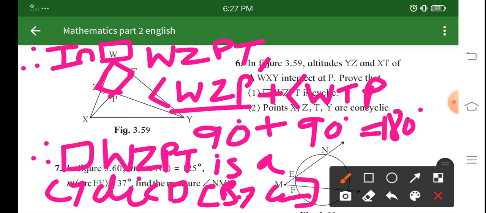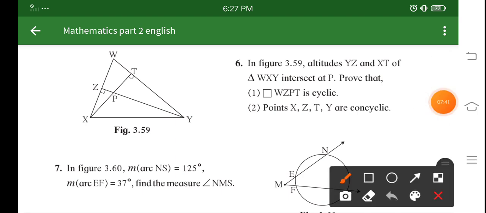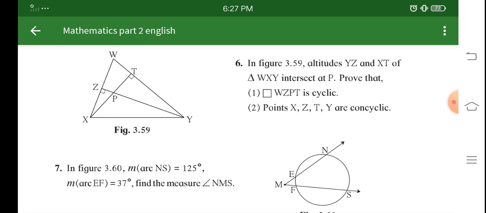Okay, now in the second part what they have given, now we have to show that X, Z, T, Y, can you see X, Z, T, Y, they are concyclic. I told you before what the meaning of concyclic is. If the points lie on a circle, that is, if we make a circle, they all come on one circle, then we have to prove them concyclic. So for this there is a theorem. For proving this, now there is a theorem they have given.